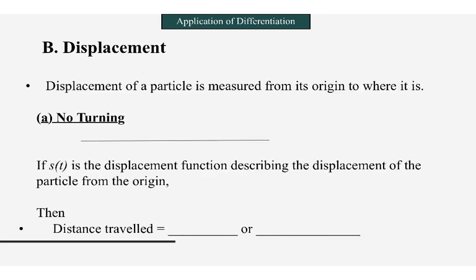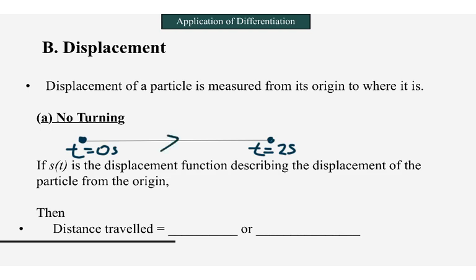Now we will focus on displacement. The displacement of a particle is measured from its origin to where it is. The origin here refers to the fixed point O. There are two cases here. First, we will talk about the case where there is no turning. We start from the first point where t is equal to 0 seconds from the origin, and then it is moving to the right.